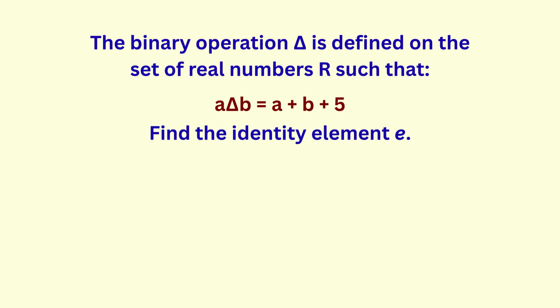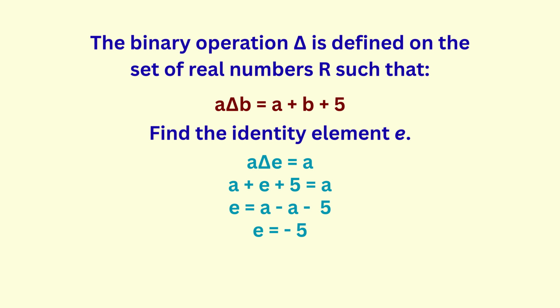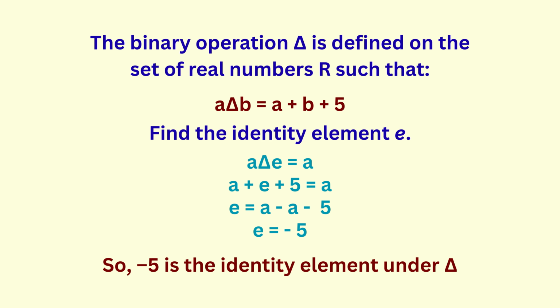Here's an interesting problem. The binary operation delta is defined on the set of real numbers such that A delta B equals A plus B plus 5. Determine the identity element E. Recall that A combined with the identity element E should leave A unchanged. So we write A delta E equals A. So in the equation, we substitute E for B and get A plus E plus 5 equals A. Group the A and the 5 on the right-hand side to get E equals negative 5. So negative 5 is the identity element under this operation.